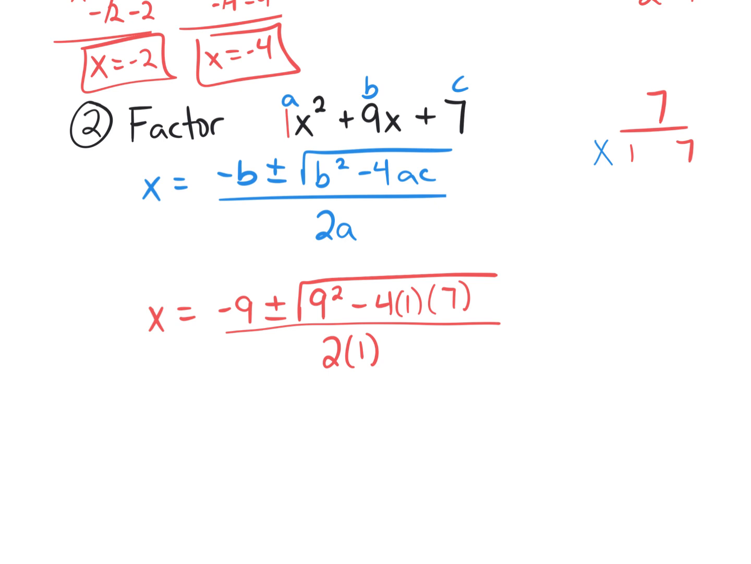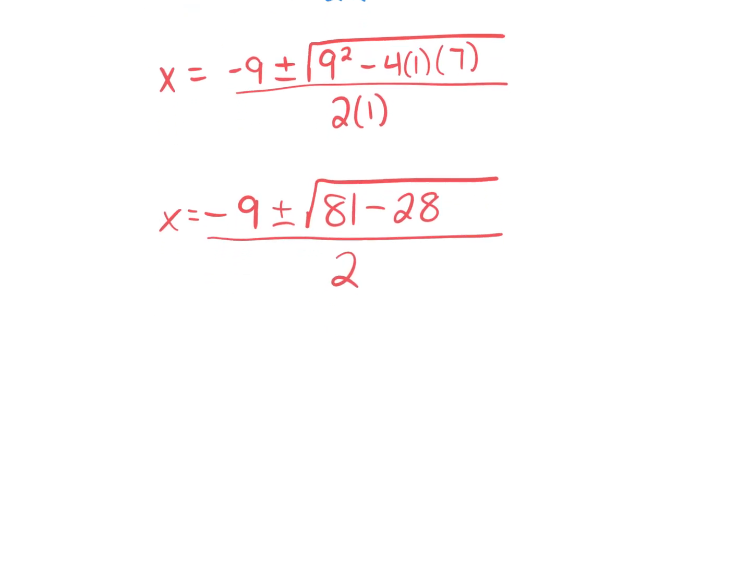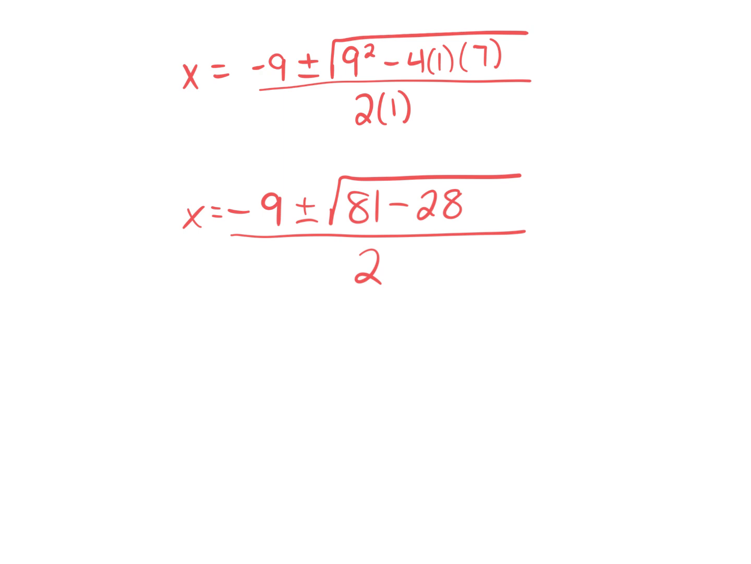To solve this next, we want to focus on the square root. We want to simplify that square root. Right now, I'm going to leave everything else as is. X equals negative 9 plus or minus the square root. Well, what's 9 squared? 81. Minus, what do we do with those 3 numbers, 4, 1, and 7? Multiply. 4 times 1 times 7 is 28. And then divided by 2 times 1, which is 2. Is that square root fully simplified? No, so we keep going.